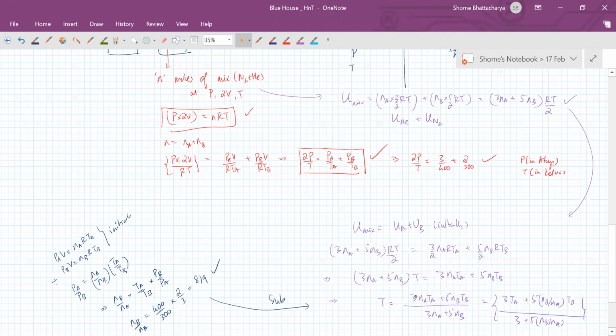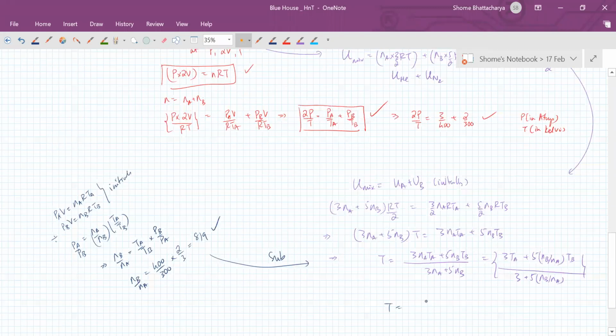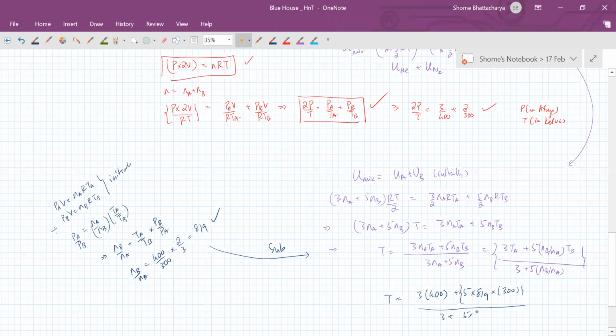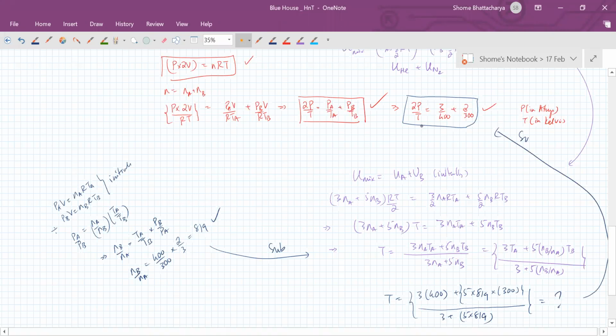So on substituting this here, the temperature will become 3 times Ta, which was 400, plus 5 into 8 by 9 times Tb, which was 300, divided by 3 plus 5 into 8 by 9, like this. So from this, we'll be able to find out the temperature. And once we got the temperature, we can substitute this in the earlier equation to find out the value of pressure. We'll calculate the temperature. And once we got this temperature, we'll substitute this here. And from that, we'll calculate the pressure.